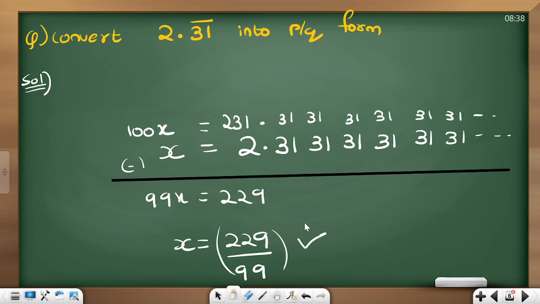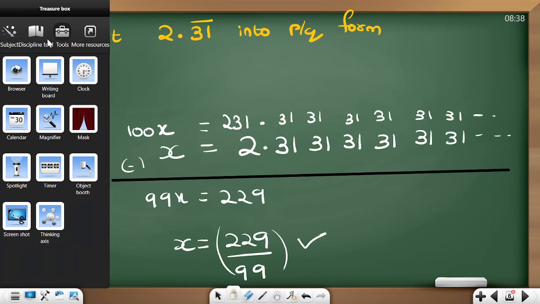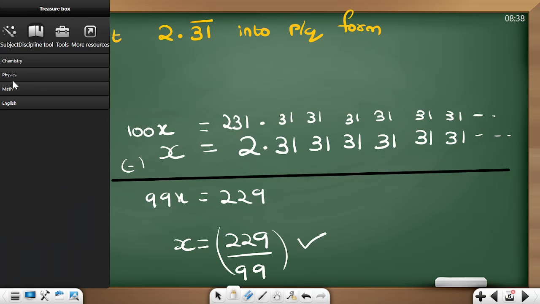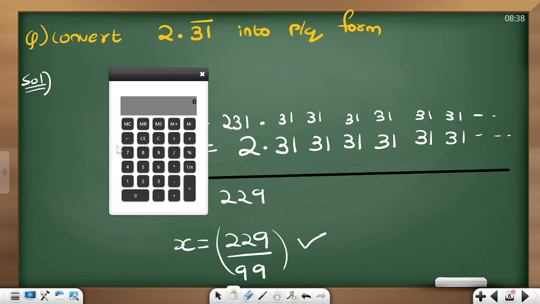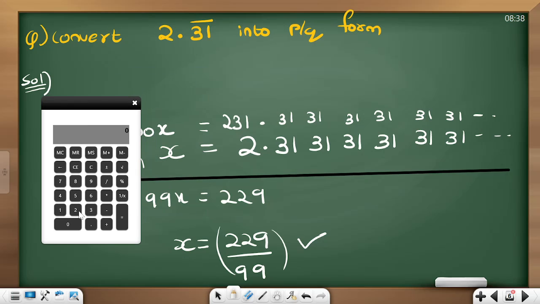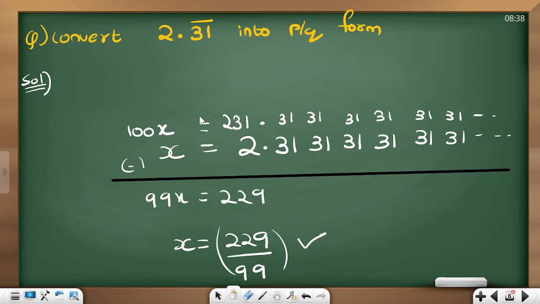Do you want to check whether your answer is correct or not? I will show you. Take up the calculator. See, I'm unable to move. 229 divided by 99. See, 2.31 31 31 31 31 and so on. Yes, so that means our answer is perfect.